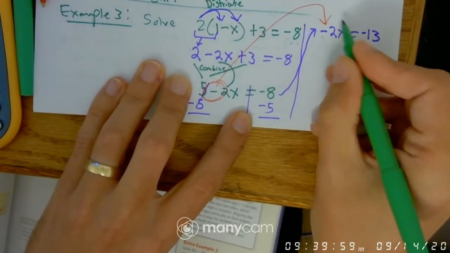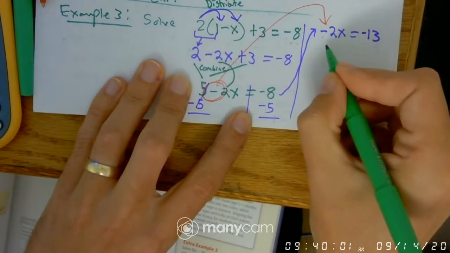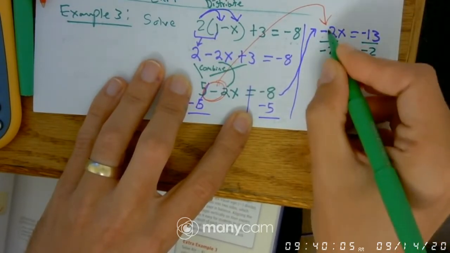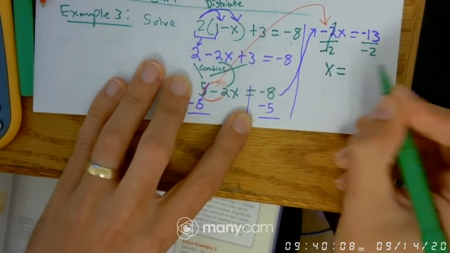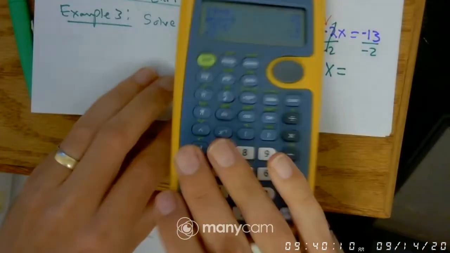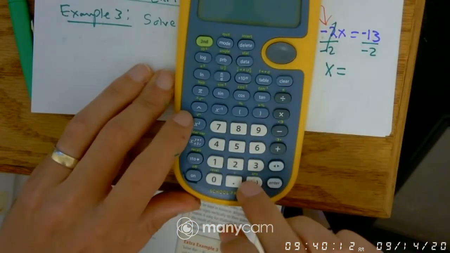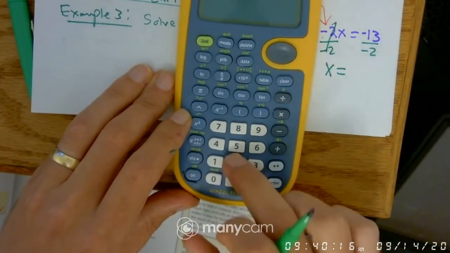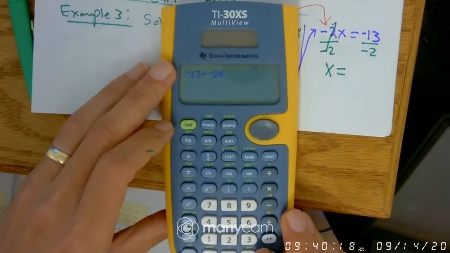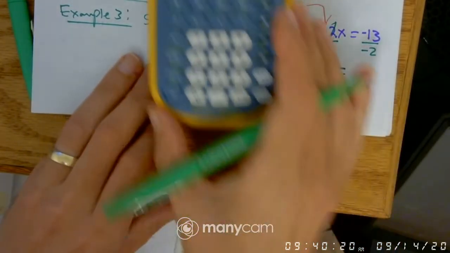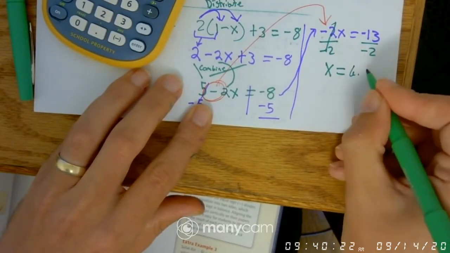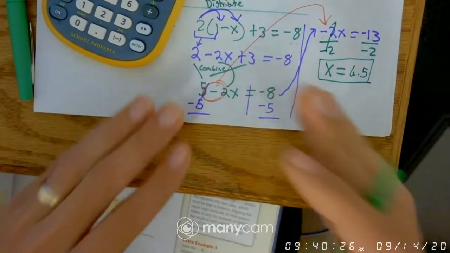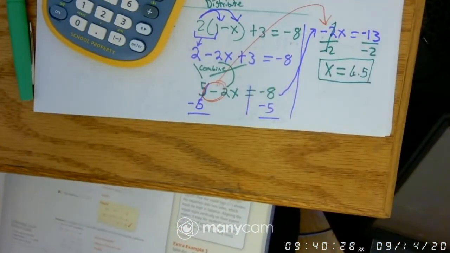Now, I want to get x by itself. Well, I have a negative 2, so it's negative 2 times x, so I'm going to divide by negative 2. Calculator time here, because this helps us out a lot. A negative 13 divided by a negative 2 is a positive 6.5. And again, decimals are our friend because a calculator will do it for us.